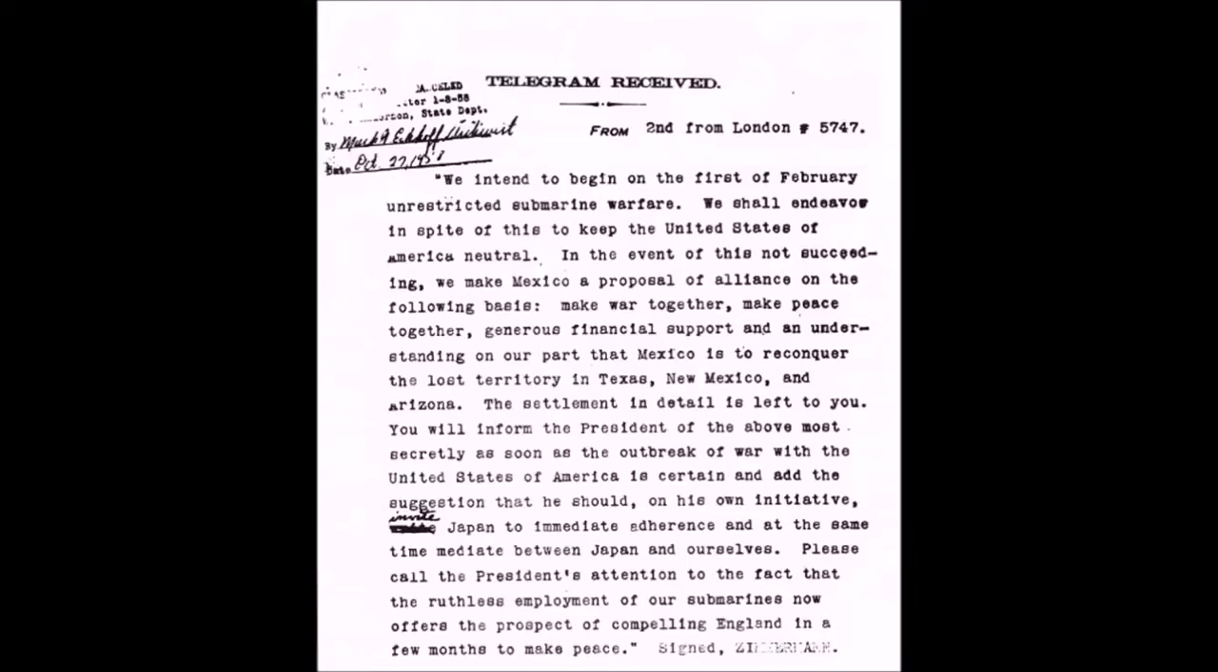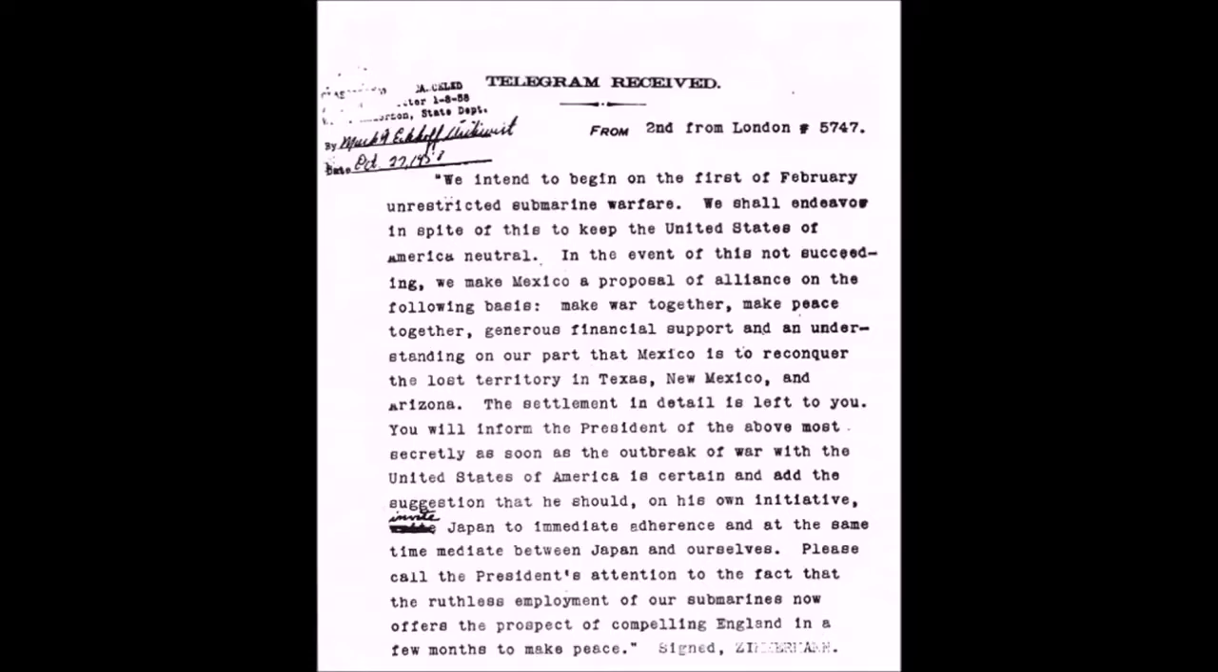"We intend to begin on the 1st of February unrestricted submarine warfare." So Germany was planning on resuming unrestricted submarine warfare because they had told the U.S. that they would limit it, since U.S. ships had gotten attacked. After the Lusitania incident, we know that Lusitania was carrying weapons, but still it enraged a lot of the public. Germany agreed to limit unrestricted submarine warfare, but the British and the Americans were still smuggling arms into Britain, so then Germany decided to resume it. So, let's keep reading. "We shall endeavor, in spite of this, to keep the United States of America neutral."